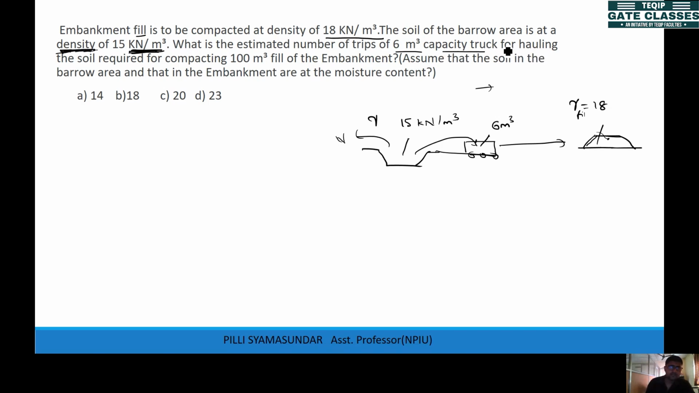The hauling capacity is for hauling the soil required for compacting 100 meter cube of fill of the embankment. So the volume of the fill required is 100 meter cube.